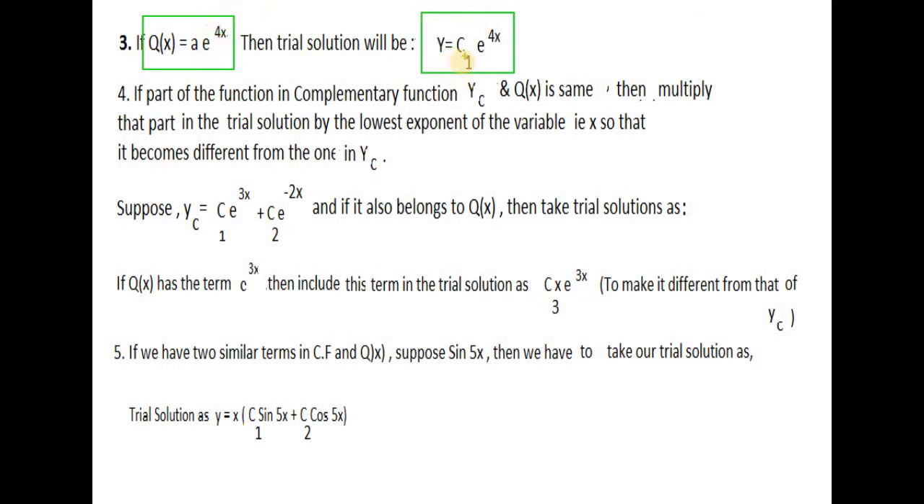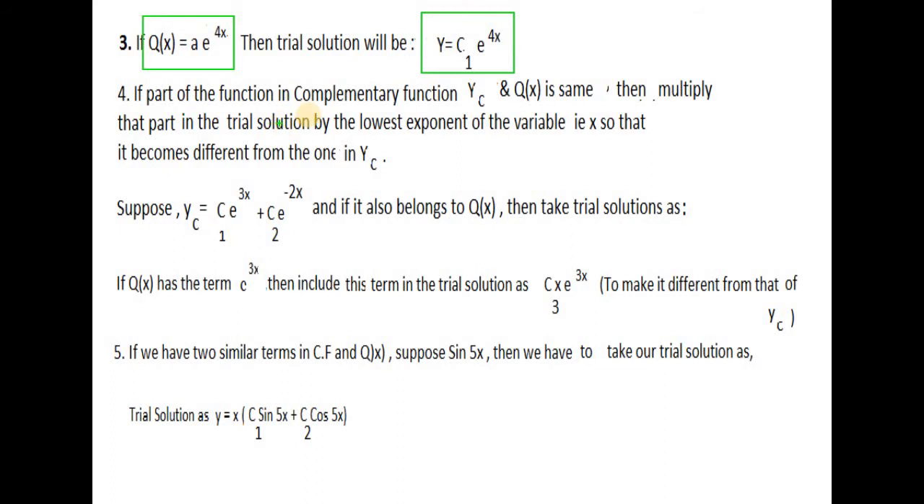Here this trial solution is the generalized form of the function q. Here we have the constant c1 and we have to determine this c1. So we should remember, if the function q is exponential, then for the trial solution we have to take the generalized form of the exponential by using a constant, either capital A, capital B, or c1, c2, and we have to determine such constants.